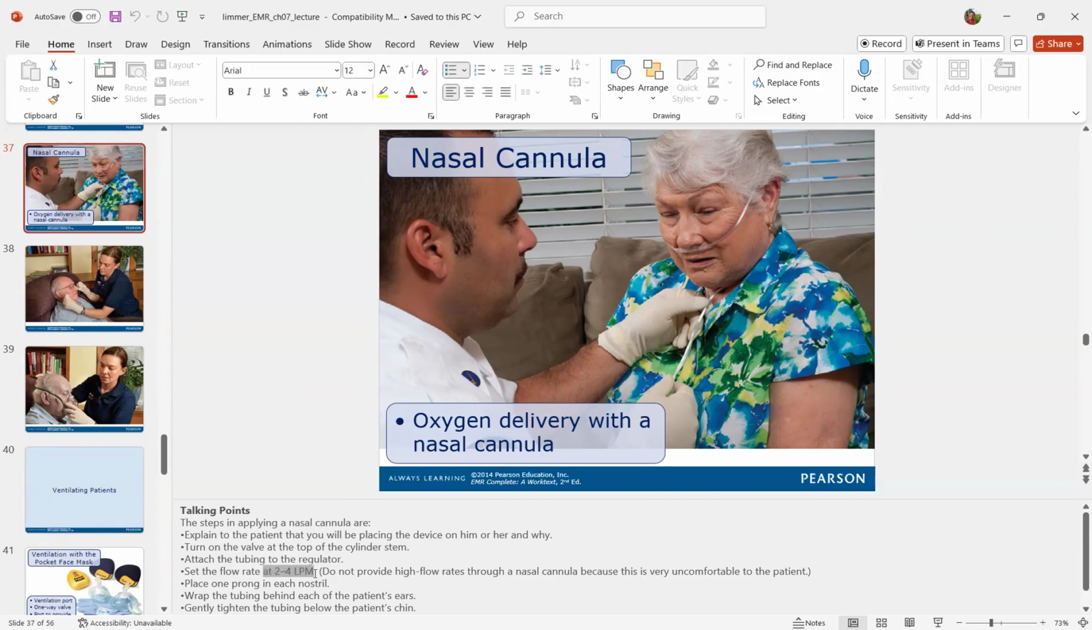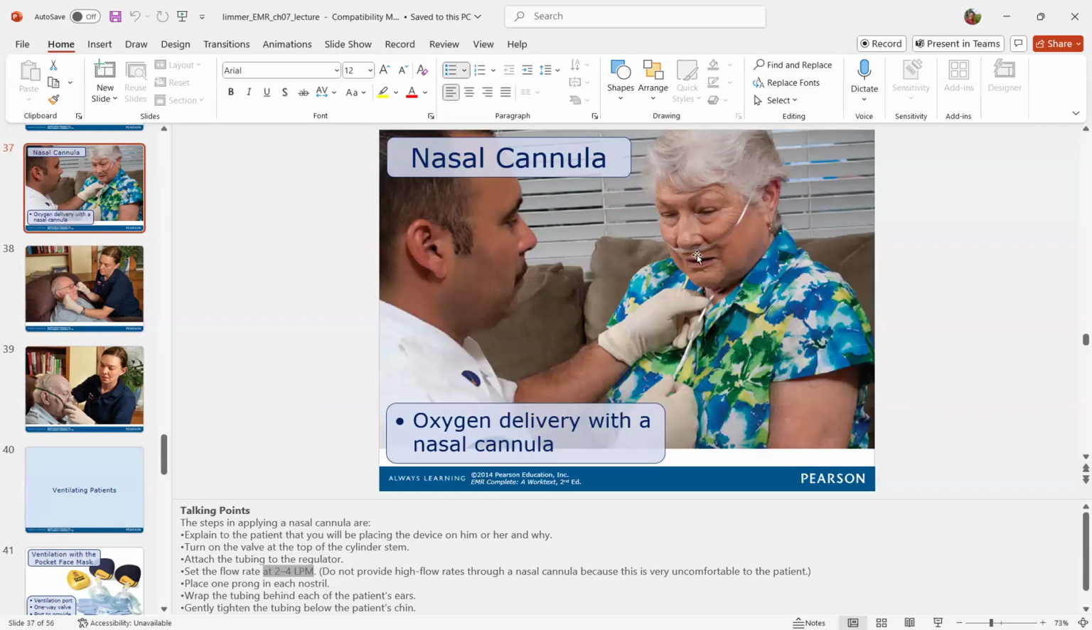So 2 to 4. So the non-rebreather is 10 to 15. The venturi masks, which at our level, I've never really seen, we don't carry those in an ambulance. We don't carry those in our first responder bags, but people at their houses might have them. Those are set again with the cord coming off of them.